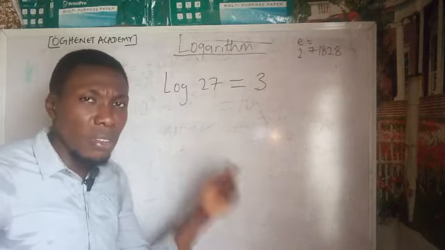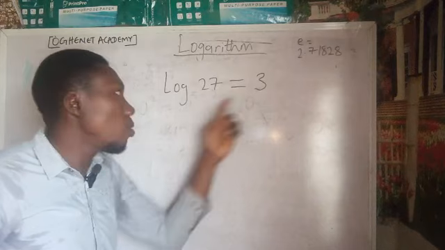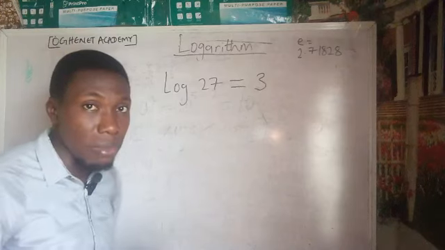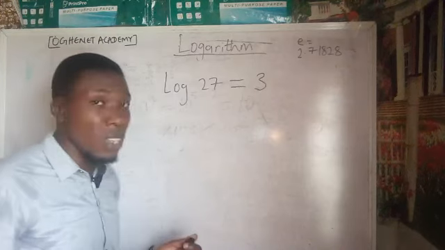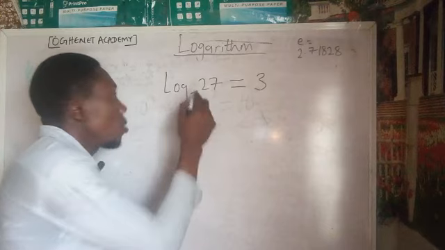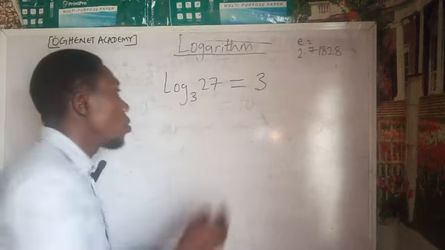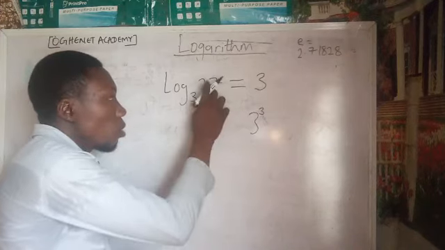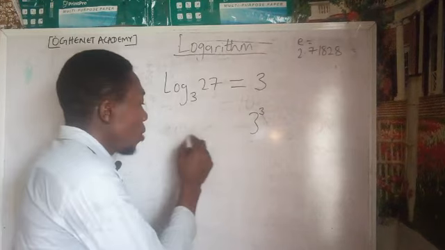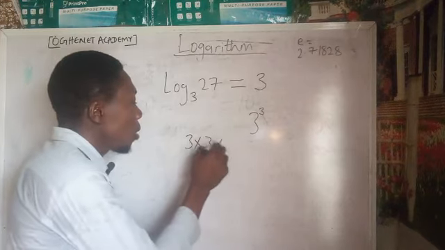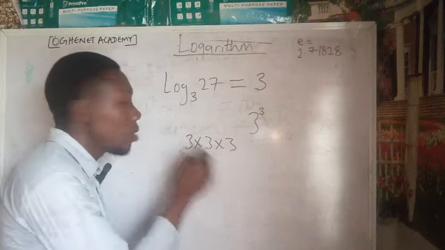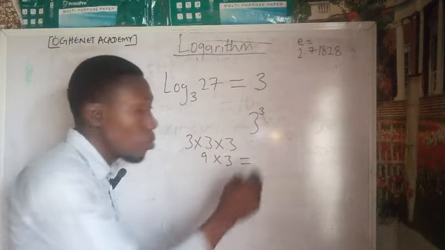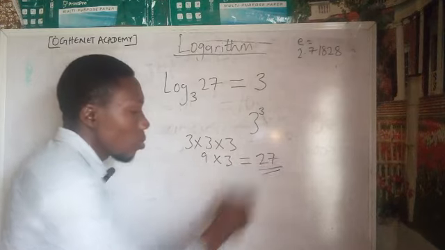Now, what is that number that needs to be raised to this power of 3? That number is actually the base. So, in this case scenario, that means the base is 3. So, if 3 is raised to the power of 3, you are going to get what? 27. That is 3 times 3 times 3. 3 times 3 is what? 9. Times 3, what will you get? You'll get 27.